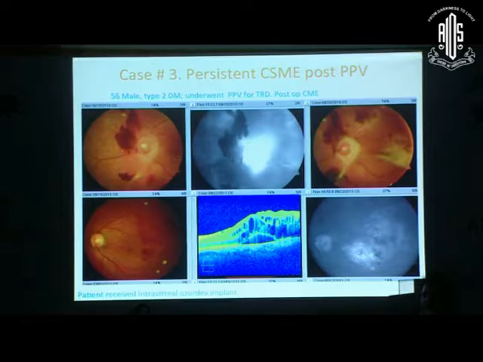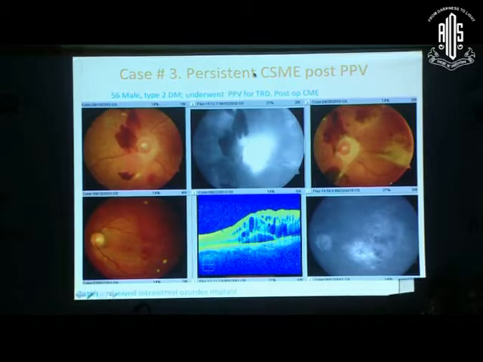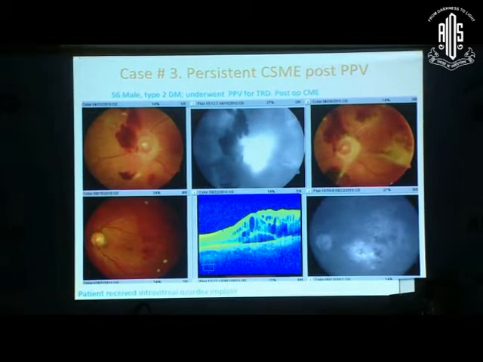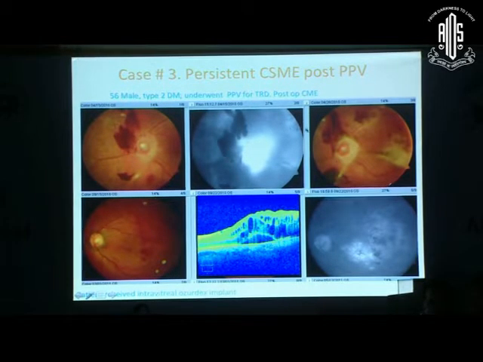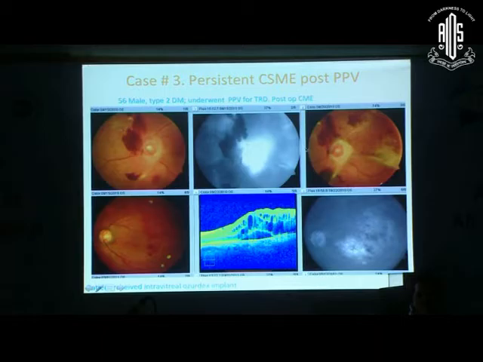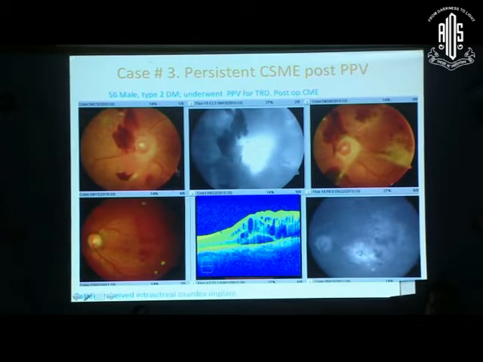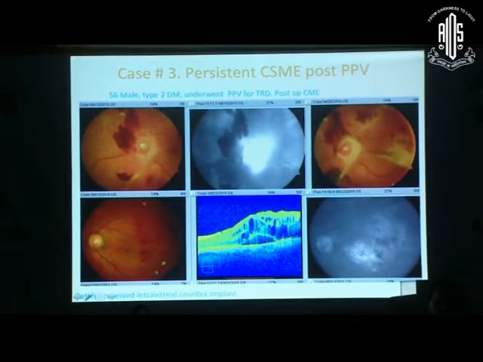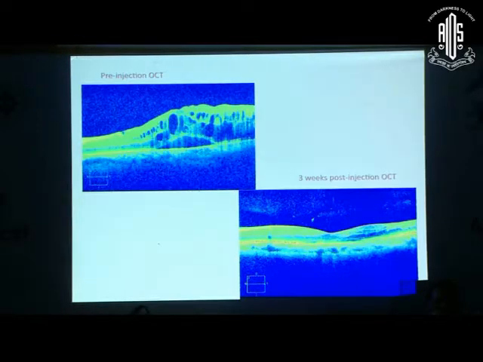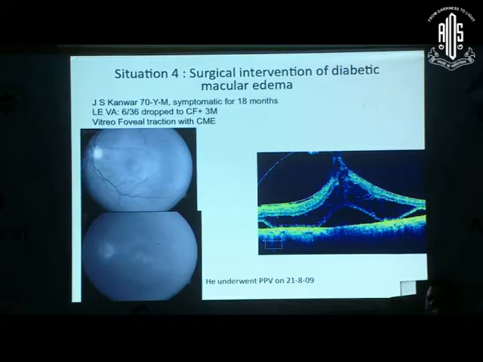The third indication is that you have done a vitrectomy, but somehow the macular edema, which was existing before the vitrectomy, continues to persist for a longer time. For example, this is a patient who had a proliferative component, and he did undergo vitrectomy for the same. The top one is before surgery, and this is after surgery. We know we have taken care of the tractional component, but he still has a very substantial macular edema. So to take care of this macular edema, we injected him with steroids. This is before, and this is 3 weeks post Ozurdex.